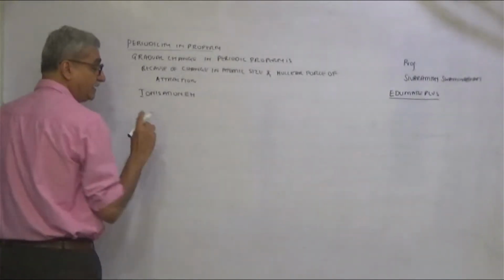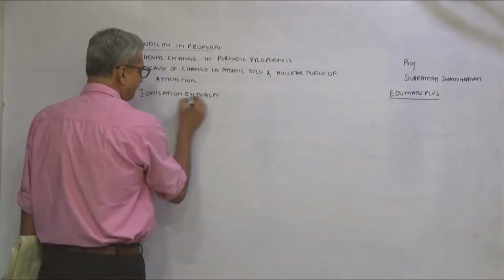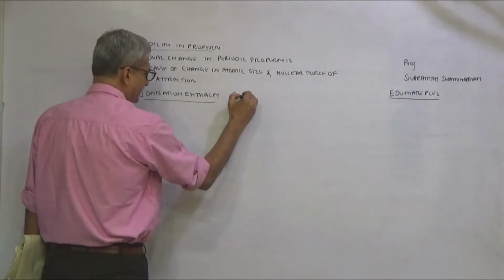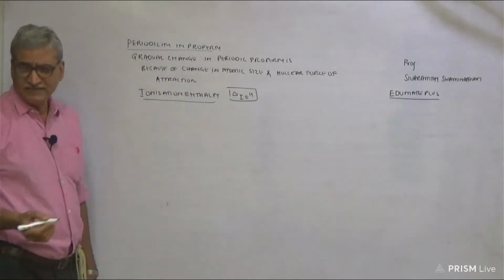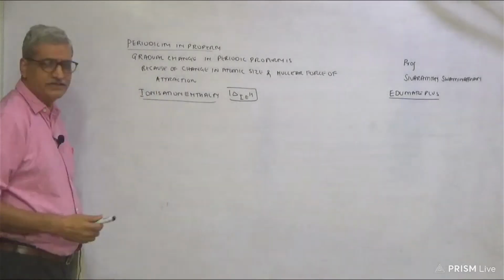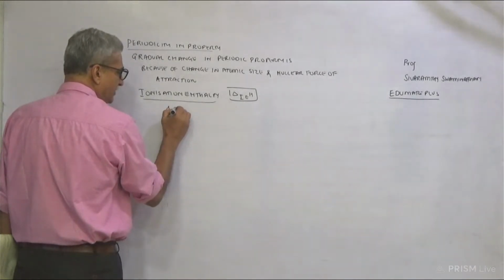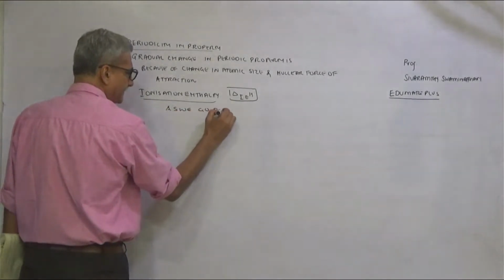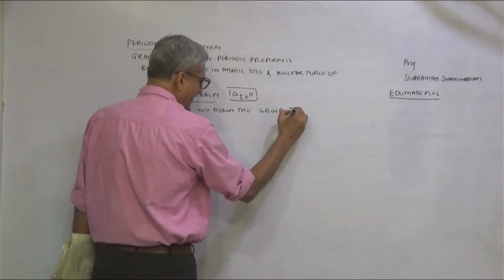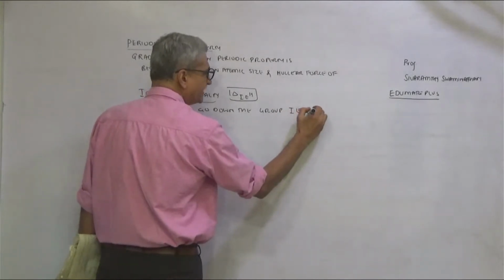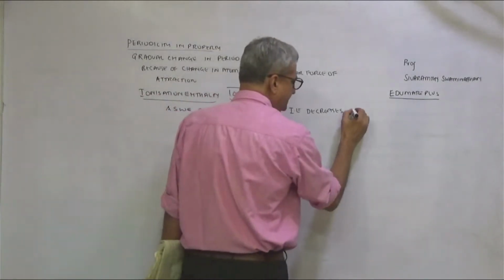A question can be framed on this in the entrance exam. We have ionization enthalpy, delta i H. Obviously it is a gradual change in properties depending on atomic size. As we go down the group, what happens? Ionization enthalpy decreases. Why does it decrease? Ionization enthalpy decreases as atomic size increases.